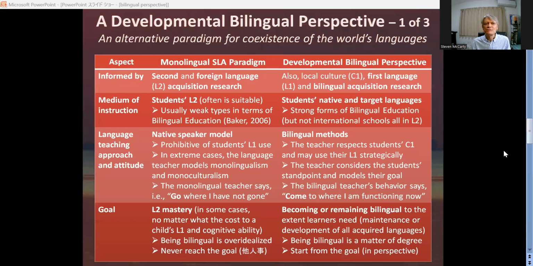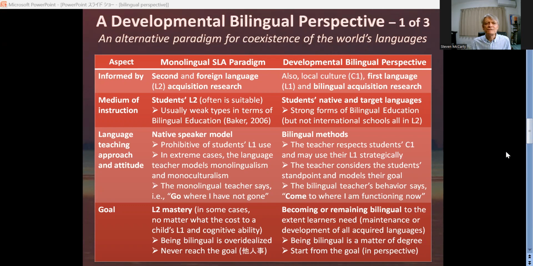So I'm proposing a developmental bilingual perspective as an alternative paradigm for coexistence of the world's languages. That is because it's respectful towards the culture and language of the students. It's only additive: it just adds language and cultural knowledge to the students without their losing anything.